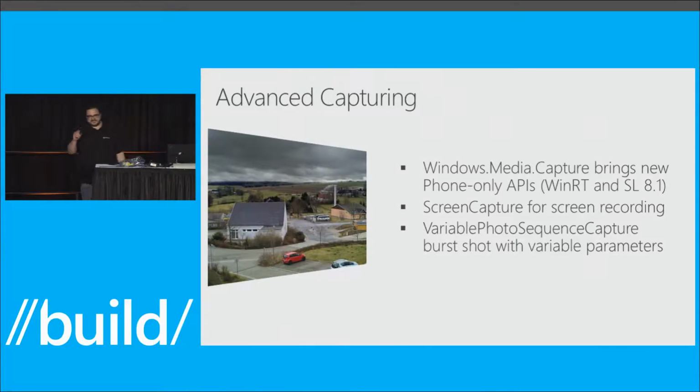What this gives you is basically a burst shot, so you can take a quick series of photos, but with the difference that the variable photo sequence capture allows you to define the camera parameters for each of those photos. So you can say the first photo in my sequence should be taken with an exposure compensation of -2, which is an underexposure, a pretty dark photo, right? And then the second photo should use an exposure compensation of 0, and the third one an overexposure with an exposure compensation of +1 or something like that.